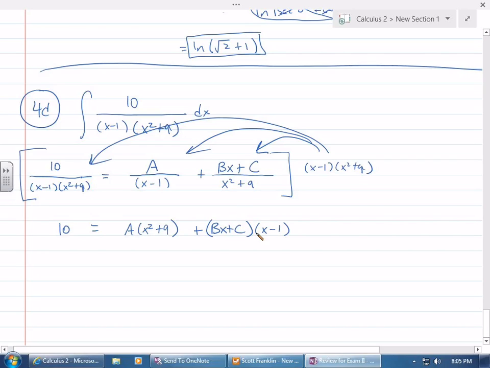Usually the easiest way to do this is to just guess good numbers, and I can still guess one good number. If I choose x equals 1, it cancels out this whole term over here, and all I've got left is an A. So if I let x equal 1, that means 10 equals A times 1 squared plus 9, plus a whole 0 over there, because when I plug in a 1 right there, that goes to 0. So actually what I have here is 10 equals 10A. So what is A? 1.